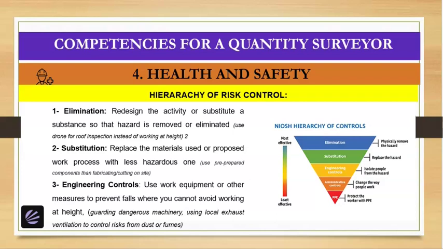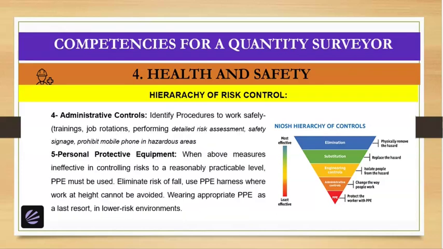Third is engineering controls. Use work equipment or other measures to prevent falls where you cannot avoid working at height. Like for dangerous machinery, use guarding, use local exhaust ventilation to control risk from dust or fumes. The fourth one, administrative control, is more about identifying procedures to work safely, like giving training to staff, job rotations, performing detailed risk assessment, providing safety signage like prohibiting mobile phones in hazardous areas.